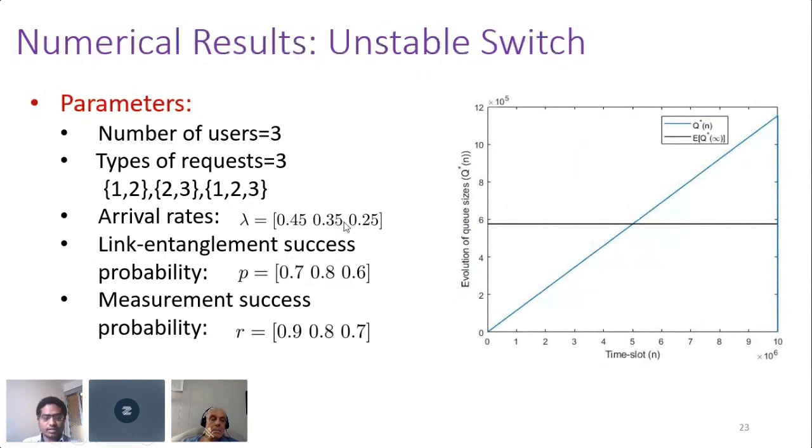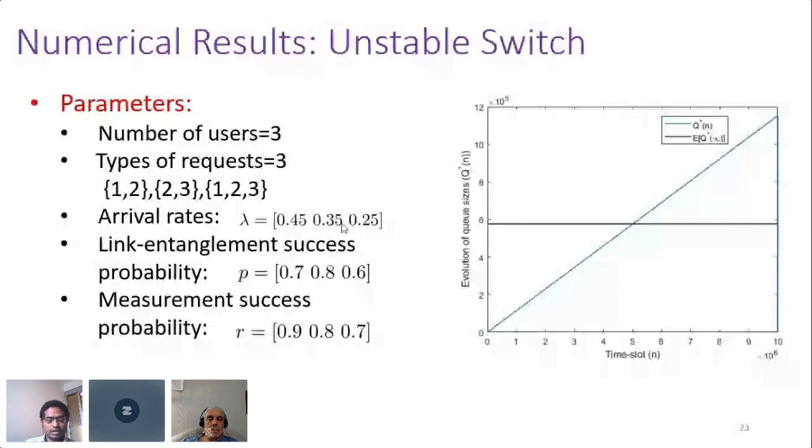The reason is that the requests are coming at a higher rate to the switch, and there are not enough primary entanglements in the switch to be able to process them. As a result, many requests are getting stored in the queue, whose size is increasing over time.